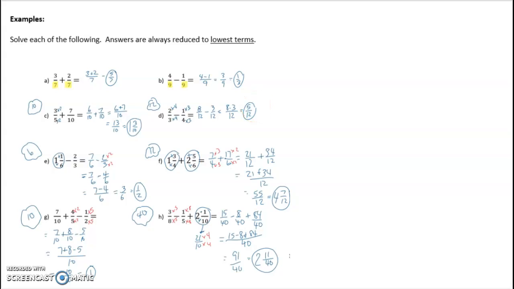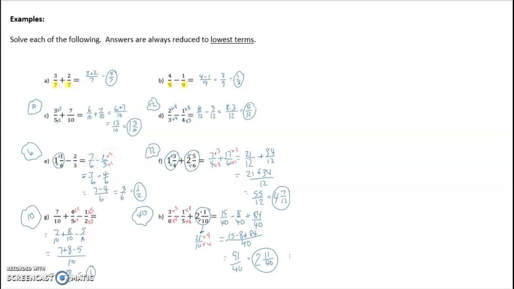Okay. E. So if we look here, this one's a little bit different. It already gave us a mixed number, so we need to turn it into an improper fraction. So 6 times 1 is 6. 6 plus 1 is 7. So that's where we came up with our 7/6. Then subtract 2/3.